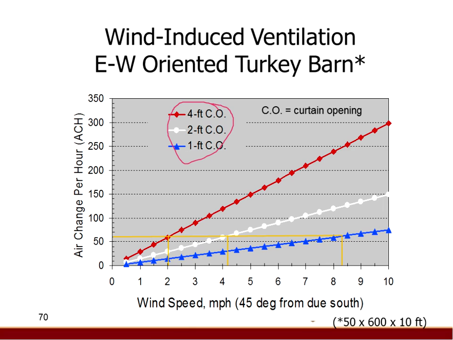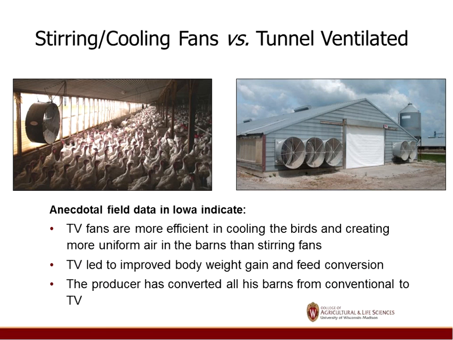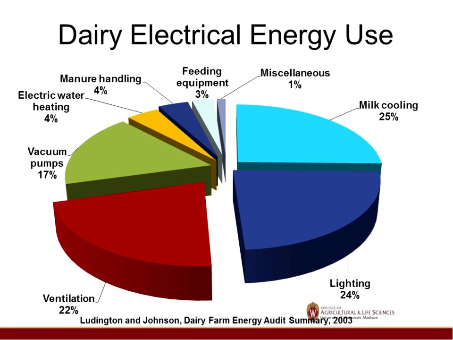So here's an example of, depending on how far the curtain is opened, what the ventilation is going to be, or the number of air exchanges. So if I have a higher wind, my curtain doesn't have to be open as much to get the air exchange versus a lower wind speed. Kind of running through here because we're running out of time, but I want to get to these. So anecdotally, stirring fans are going to be less efficient than a tunnel ventilated barn because of that cooling effect on the birds. In some cases we may have people that have stirring fans. They'd be better off converting to tunnel ventilated barns because of the cooling effect.